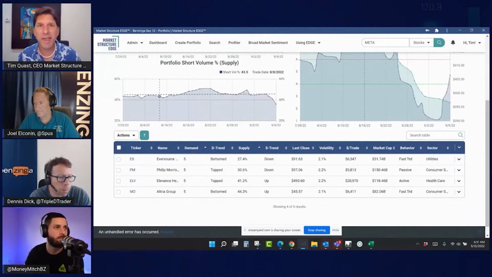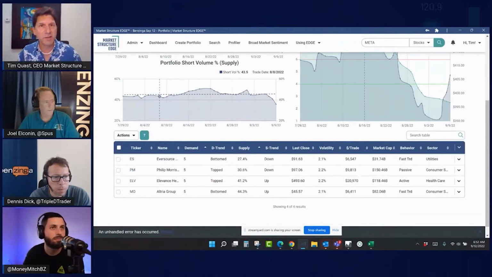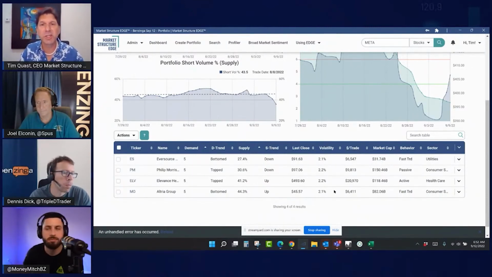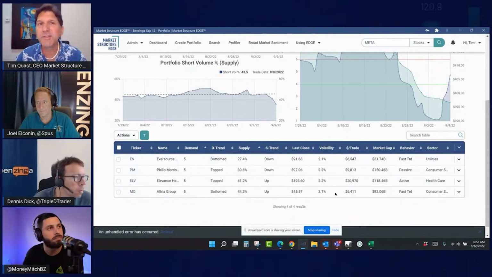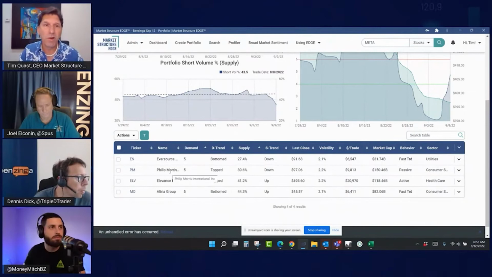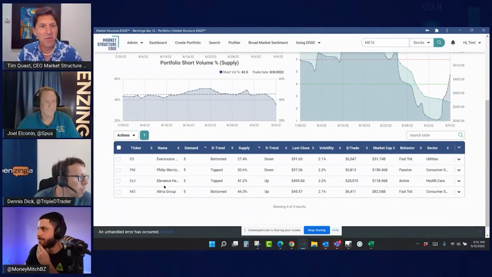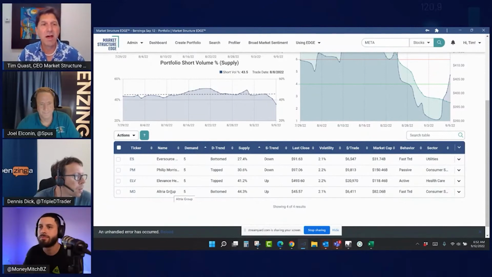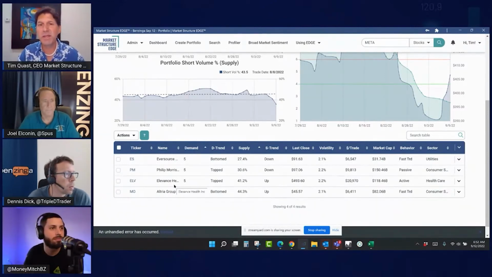Now realize they're not sexy. I'm not going to make 5 or 6% like a Meta, and we track that. Most of the time, volatility is a very good indication of the amount of return you could expect. But Eversource, which is a utility, Philip Morris, I mean, cigarettes do well in this kind of environment. Philip Morris and Altria are both in there. Elevance, which is a healthcare company. These are all things that to me you could make 2% on.